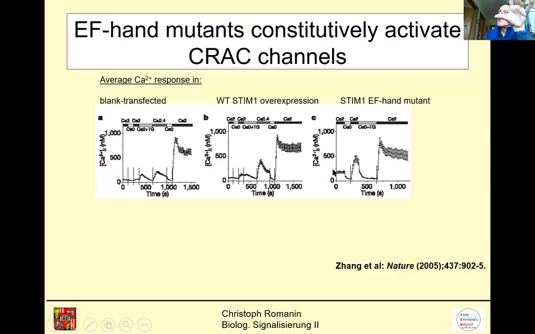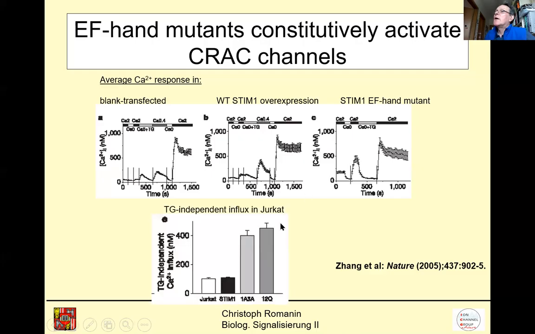But the most important point is, at the very beginning, despite the fact that the stores are full, we already have here an elevated calcium concentration. And this could be because STIM1, the EF-hand mutant, is already in an activated form, meaning it looks like it is in a state as if calcium depletion has already occurred. So STIM1 is activated, and by this it activates the calcium channel of the plasma membrane. So here you can see these are the mutants that have been used, the EF-hand mutants.